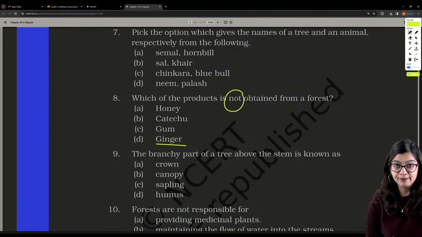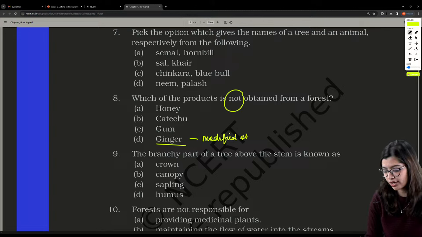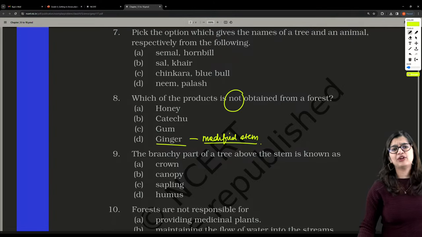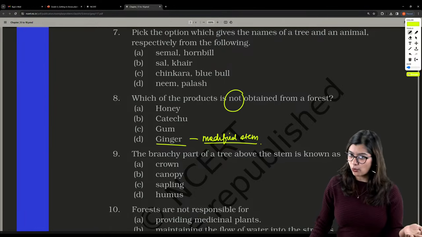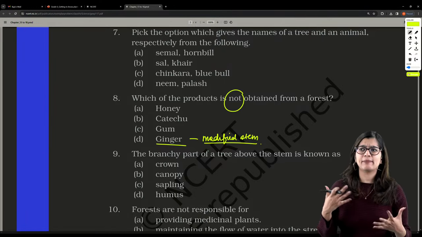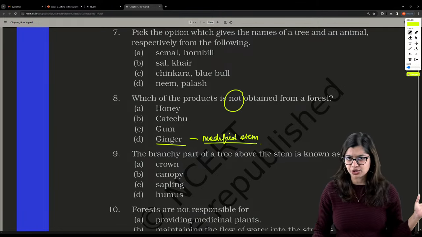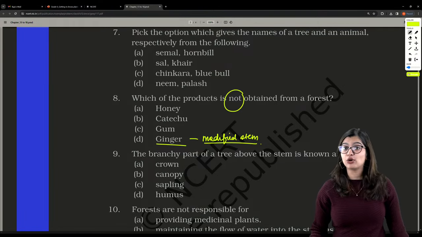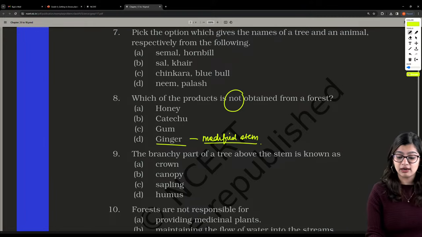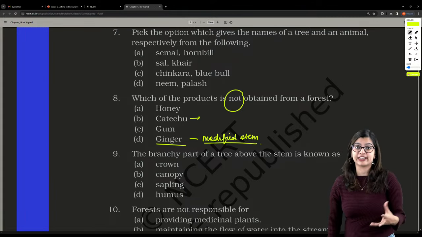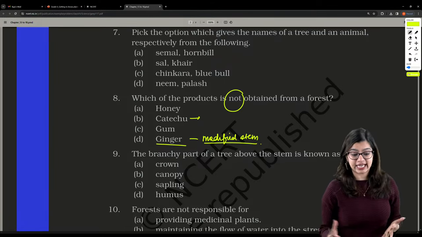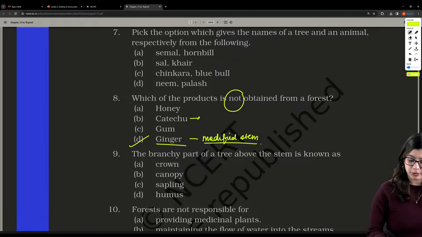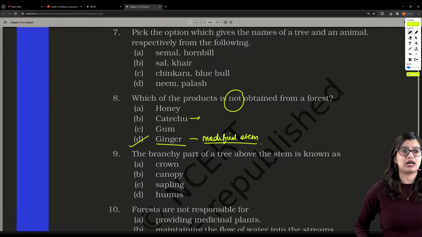See, what is ginger? Ginger, as we know, is a modified stem, which we don't really get from a forest. Rather, we can naturally find it growing, and normally we grow it by doing agriculture or horticulture, which is why ginger is something we don't get from the forest. Now, catechew here is with respect to a specific tree called the acacia tree. It is a kind of product that we get from the acacia tree, which is why in this particular case, ginger is the correct answer.